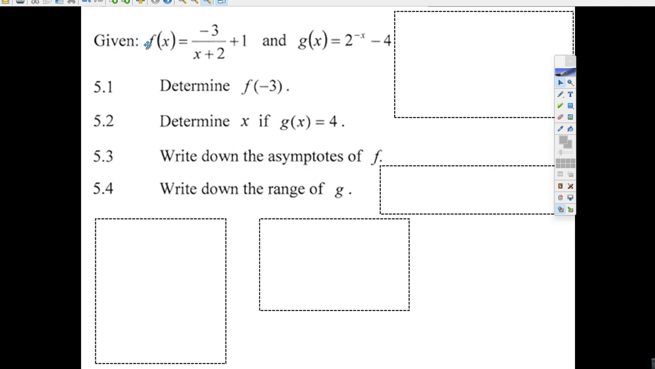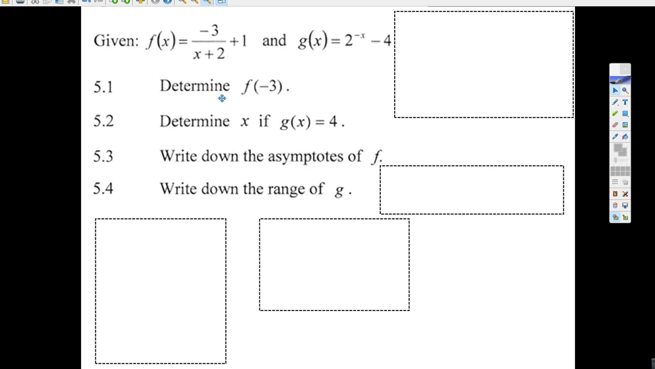Now you have to know that this is a hyperbola, and you should know the shapes. The branches are going to be in the top left and the bottom right, and this is an exponential equation, and that negative means it goes off to the right but down because it's minus. Those are the kind of things you need to know. Now the first thing it says is, determine f of minus 3. That means take minus 3 and put it in for x.